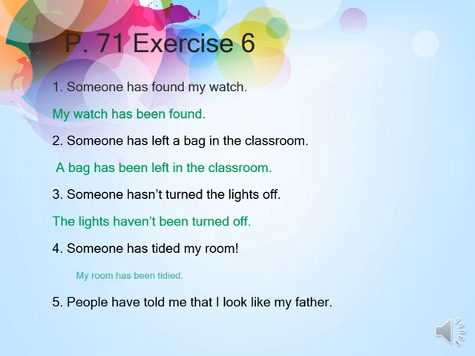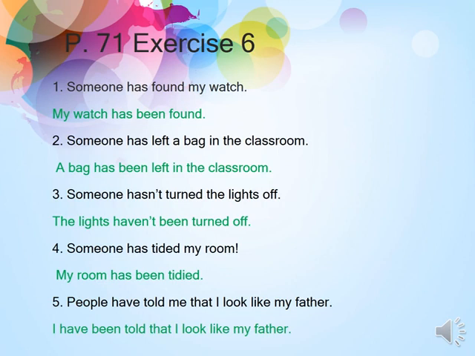Number 4, someone has tidied my room. My room has been tidied. You see, so far, all the objects are singular. That's why we're putting has, not have. If it was, for example, someone has tidied my rooms, in this case it would be my rooms have been tidied. Finally, people have told me that I look like my father. So, where is the object here? Me. So, me becomes I because I cannot say me have been told. So, it will be I have been told that I look like my father.